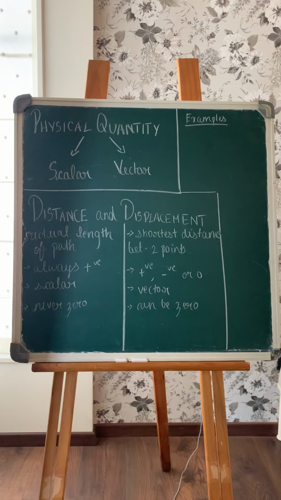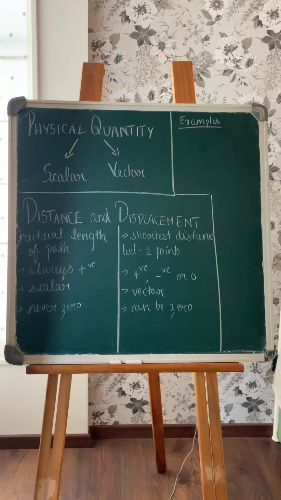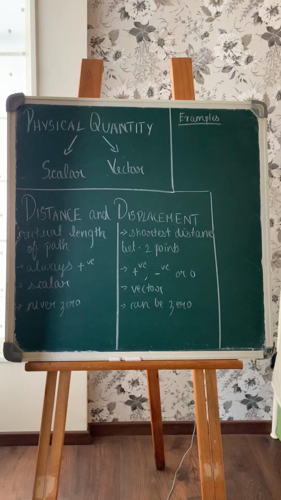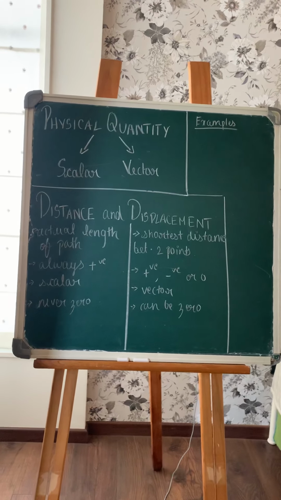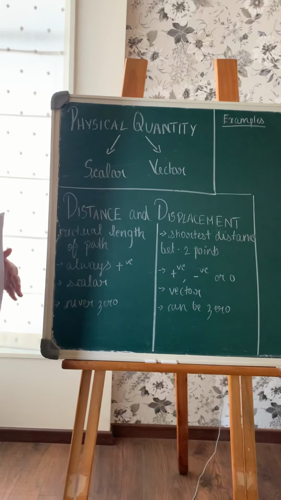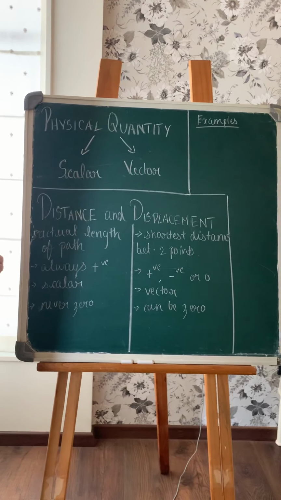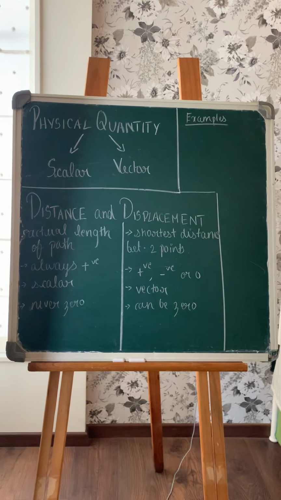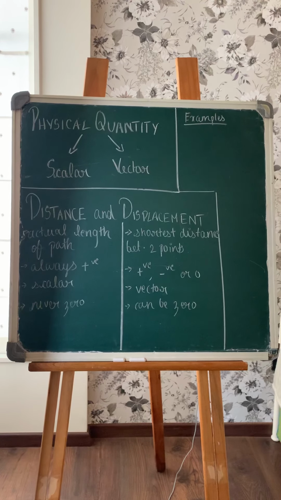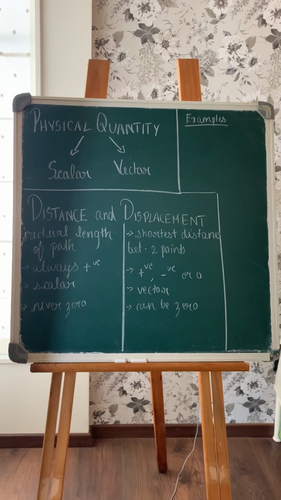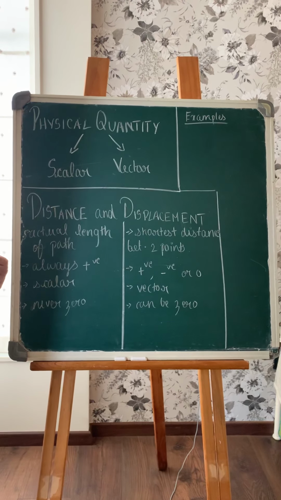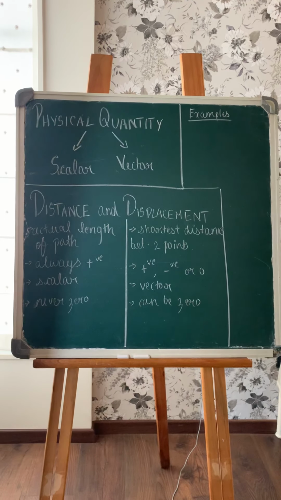So some examples of scalar quantities are mass, time, distance, and all of those. Because while we are measuring the mass of a particular object, we don't ask in which direction it is moving, or when we are taking the time, we don't consider the direction. Whereas in vector quantities, the direction is necessary. For example, force, displacement, and velocity. All of these quantities require a direction. That's why they are called vector quantities.